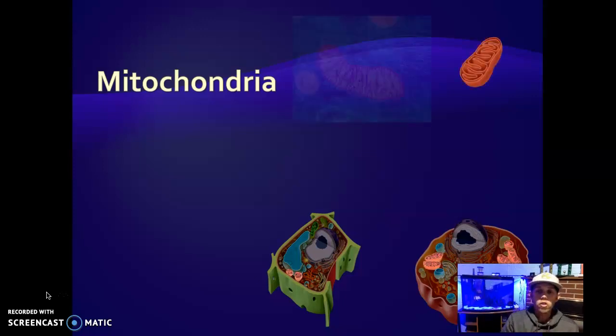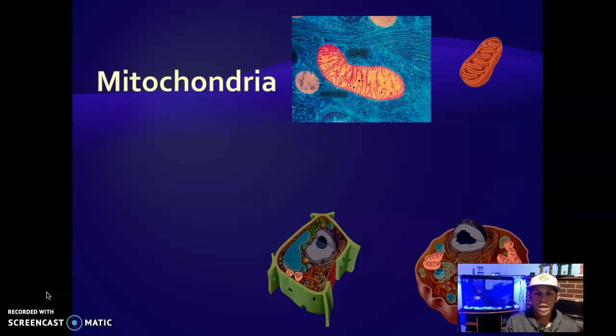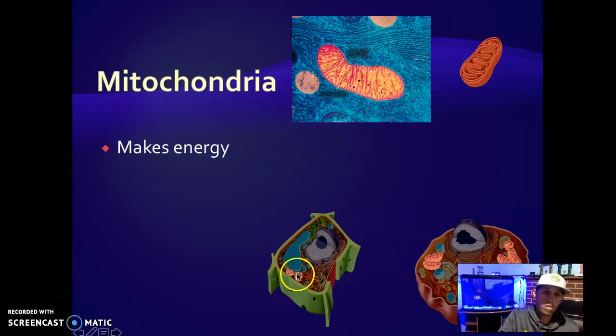Next up, mitochondria, which again can be found in both the plant and animal cell. This makes energy. The energy for the cell, which we'll learn about next week, is provided through the mitochondria. If you look at the pictures, you can see the animal cell has much larger mitochondria, and there are many more of them, where the plant cell has smaller and fewer mitochondria.